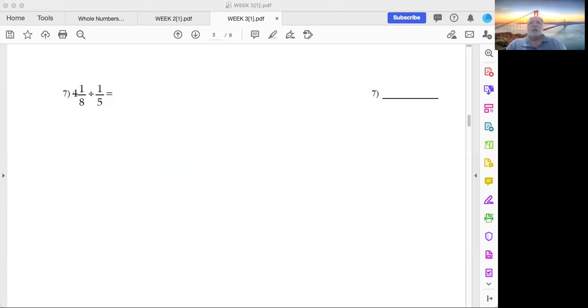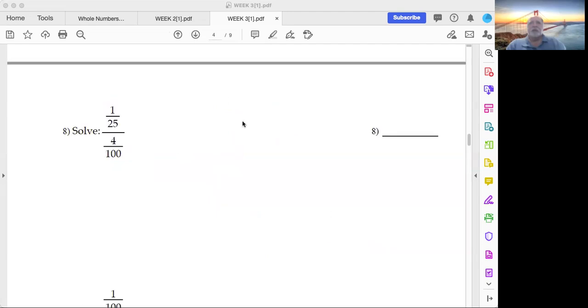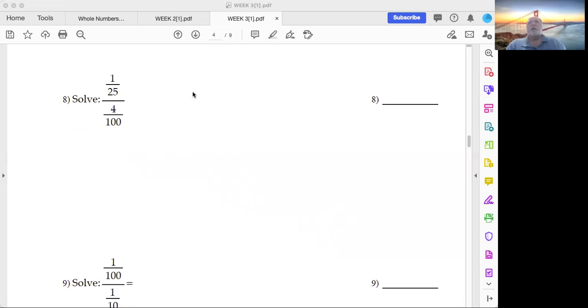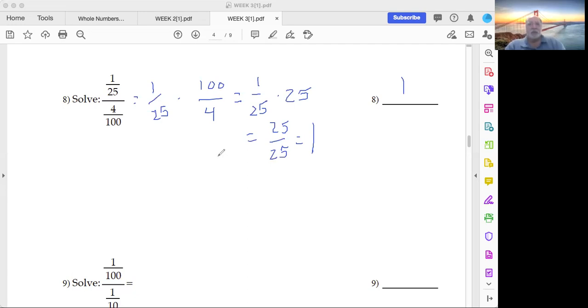Okay, clear out here. And here's another one, right? 1/25 divided by 4/100. Okay, so we can rewrite this. That's equal to 1/25 times 100/4. Well, guess what 100/4 is? It's 25. So that equals 1/25 times 25, which is equal to 25/25, which is 1. Okay, not too bad.